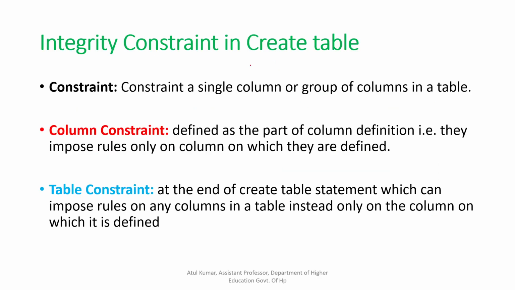Next we can apply different integrity constraints on a table. A constraint is basically a rule that can be applied on a single table or a group of tables. A column constraint can be applied on a column, defined as a part of the column definition, and the table constraint is applied at the end of the create table statement; it contains the rules that are to be imposed on a group of columns, and then it is called a table constraint.